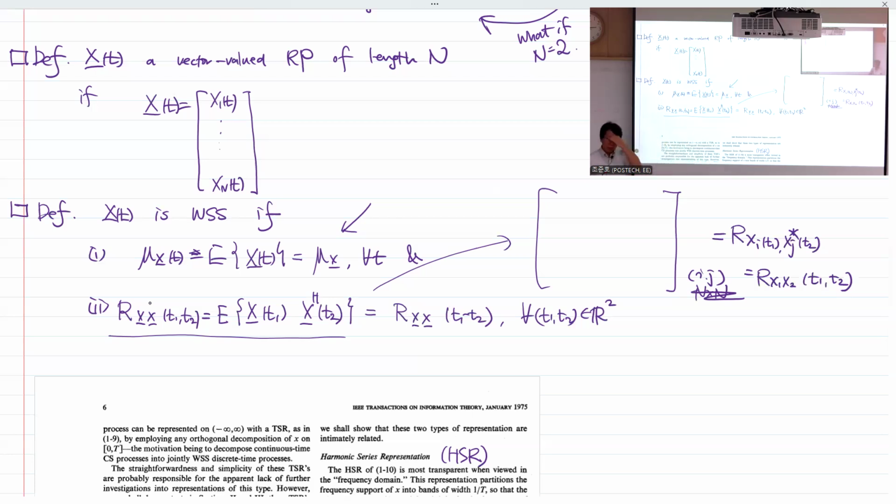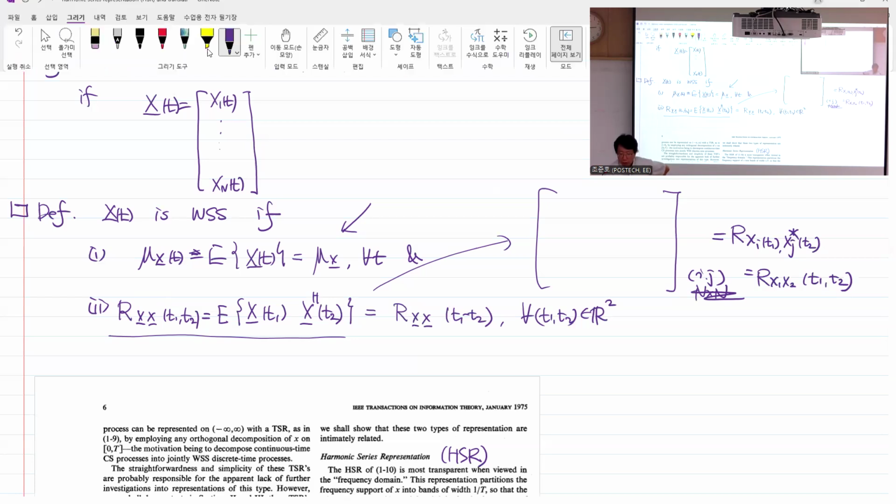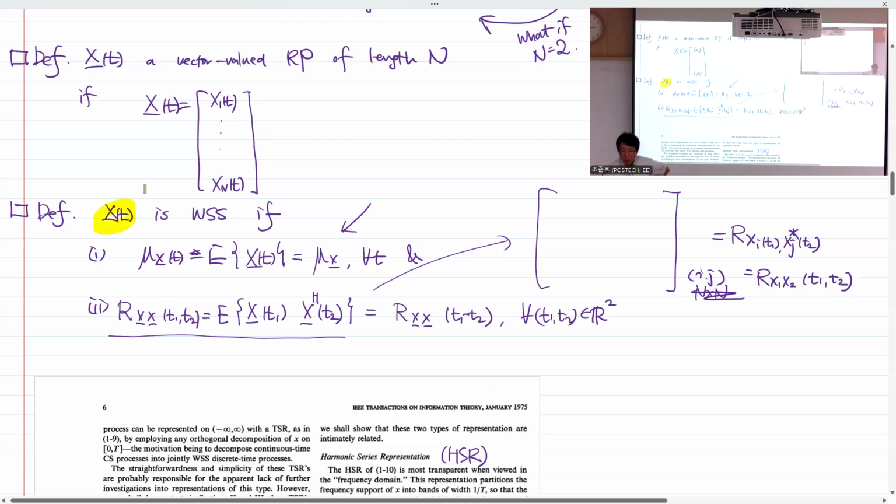Got it? So you have a very compact form now by just simply putting all the jointly wide-sense stationary random processes in a single vector random process. So you have a mean process and an autocorrelation matrix. Got it?